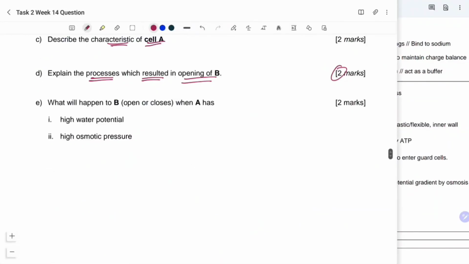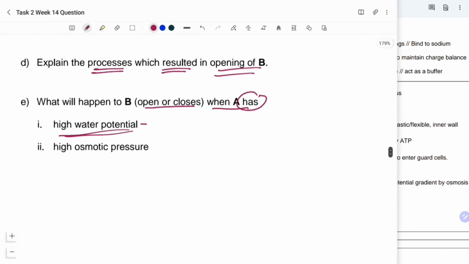So the last question ni tricky sikit. Dia kata what happens to B, iaitu basically jawab sama ada dia open or closes when A has. Okay, so the keyword is has. A itu sudah ada, bukannya because of, bukannya disebabkan oleh. Bila A iaitu gut cell memang sudah ada high water potential, maksudnya gut cell itu sekarang adalah turgid. So when the gut cell is turgid, maksudnya stoma mestilah sedang open.